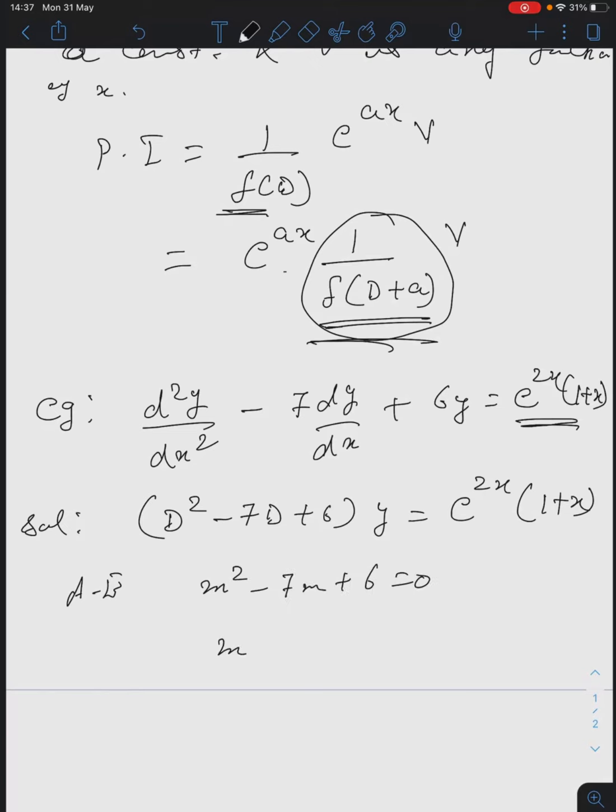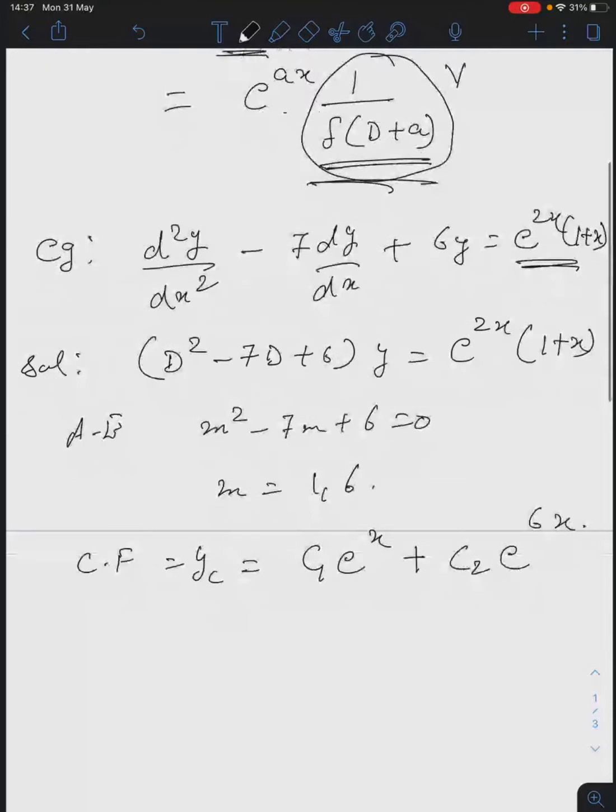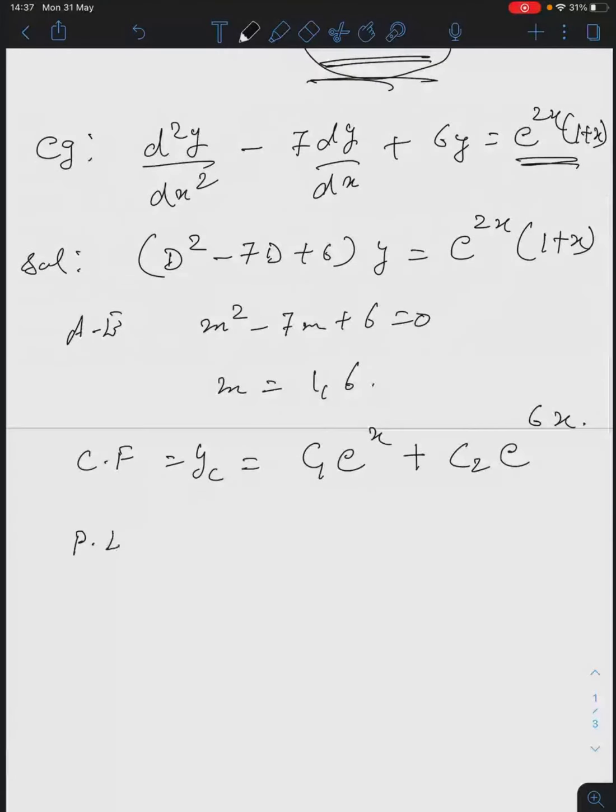Based on your roots, you will have your complementary function. So what are the roots here? 1 and 6. Both are real and distinct. So the complementary function yc will be equal to C1 e to the power x plus C2 e to the power 6x. That's good, you remember this. Now let us find the particular integral.